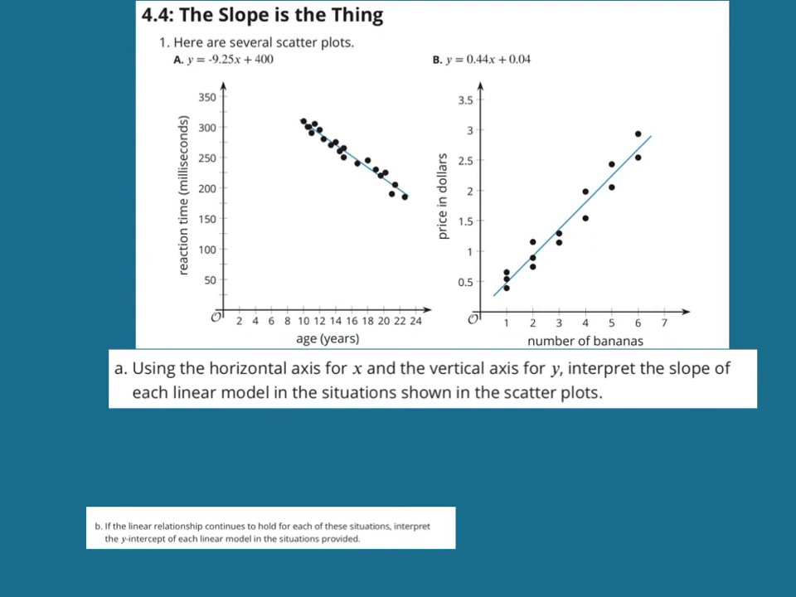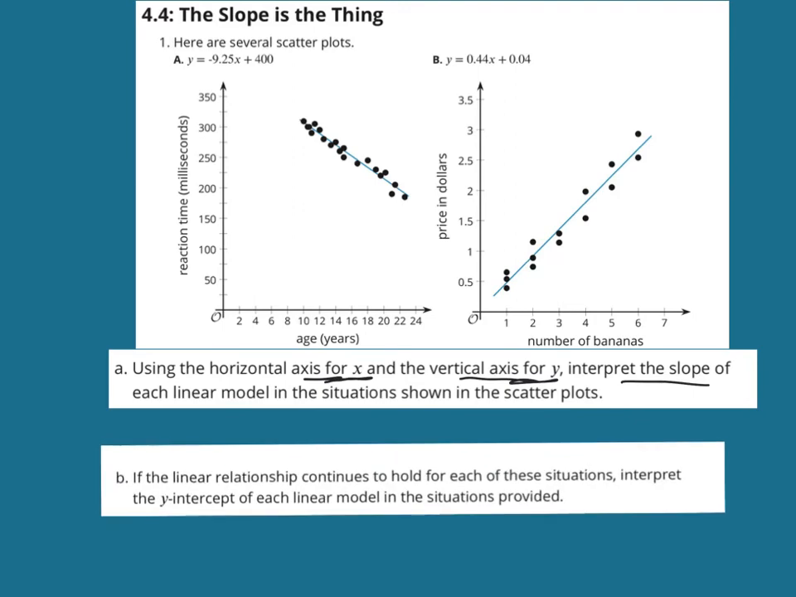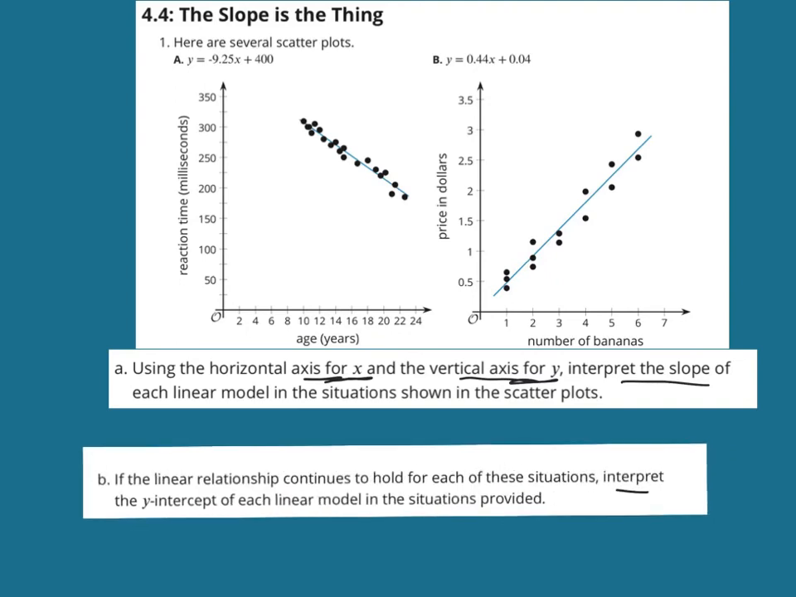Okay, for the next couple of questions, we're going to keep going back and forth. For question A, using the horizontal axis as X and the vertical axis as Y, we're going to interpret the slope of these scatter plots. And then for B, if the relationship holds true, we're going to follow this down to a y-intercept and interpret what the y-intercept of each model represents. So first, let's start with model A.